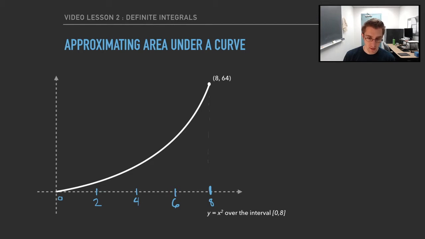So looking at the interval between 4 and 6, here's the bottom of the rectangle, and the height is given by the value of the function at 6, the right side of the interval. So here's the rectangle. And I do the same thing for the other 3 subintervals. And there we go. So I've drawn 4 rectangles.